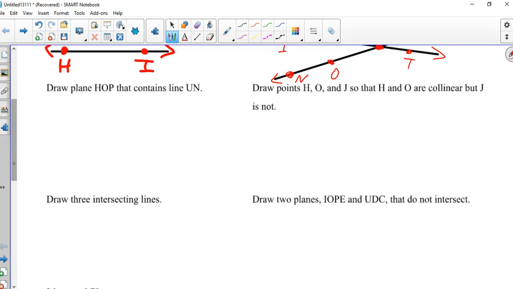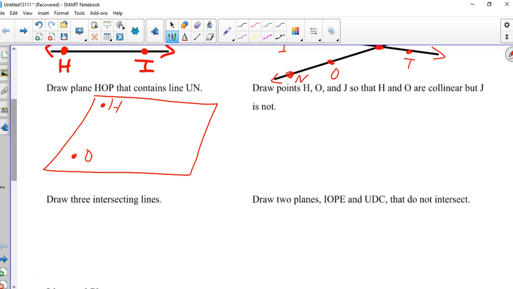Draw a plane HOP that contains line UN. So remember, usually when we have a plane, we just kind of draw something like a parallelogram. Doesn't have to be exact. And for HOP, we just have to put points not in a line. So P cannot be here. We cannot have them all in a line. So we can put P anywhere we want. And it contains line UN. That's all you need to do.